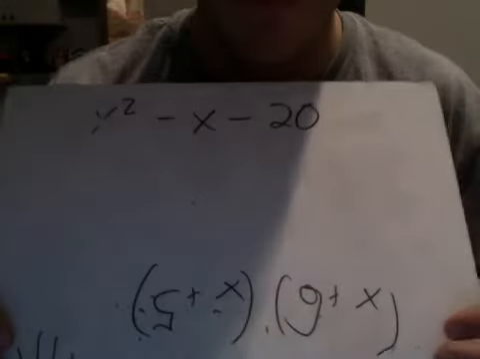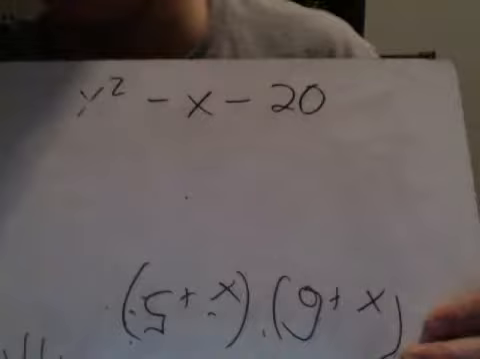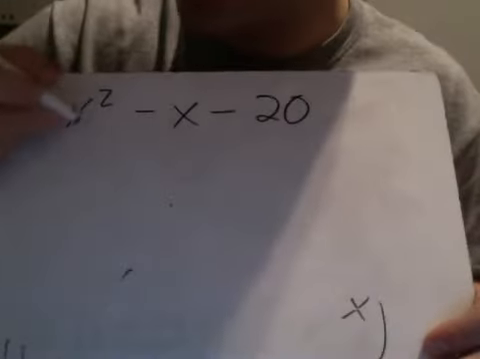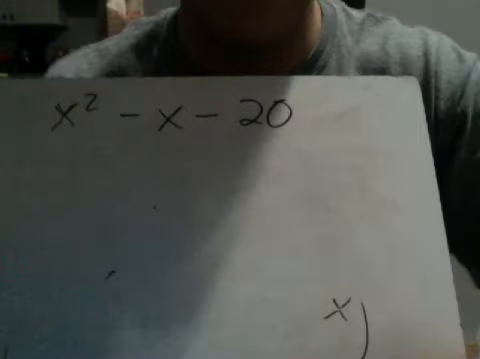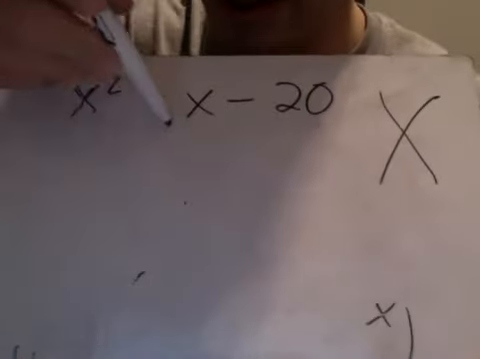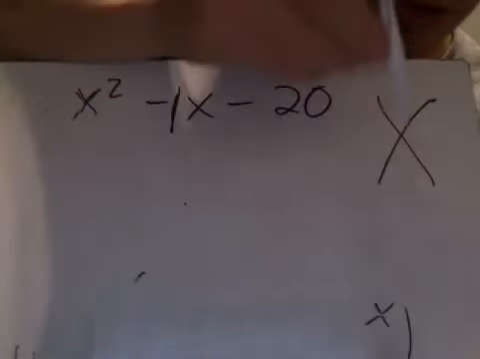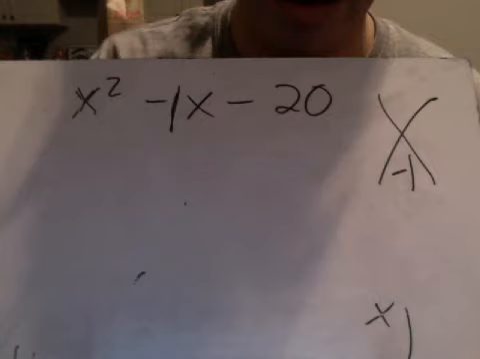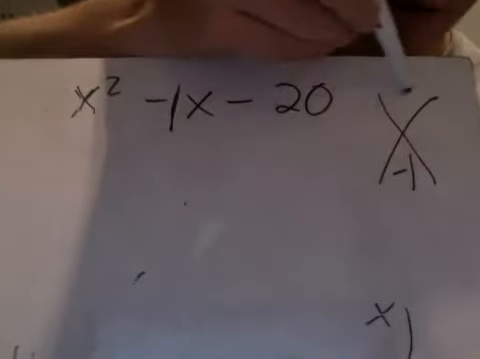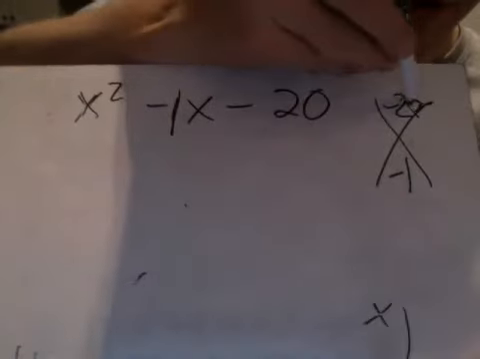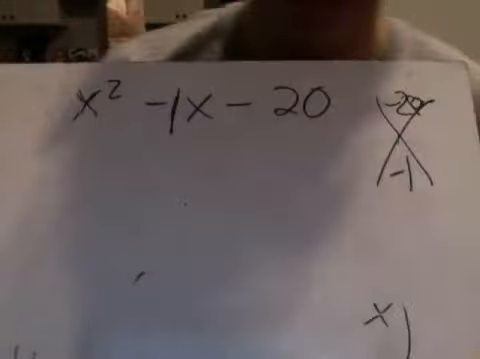Another quick example. x squared minus x minus 20. No greatest common factor. Basically, my b value here is -1. So I'm trying to think of something that will add up to -1 and will multiply to 1 times -20, which is -20. You really got to watch your negatives when you're putting it in that product sum thing.